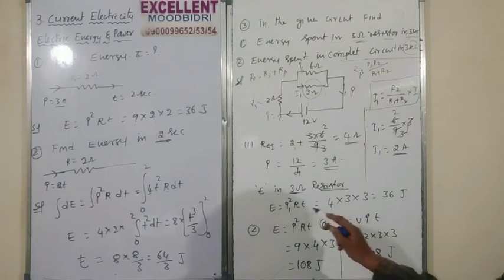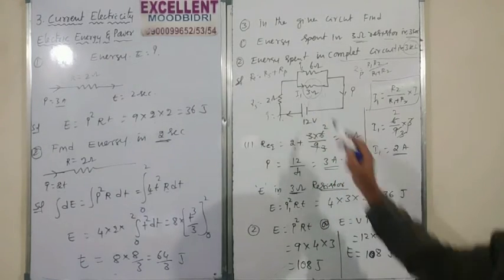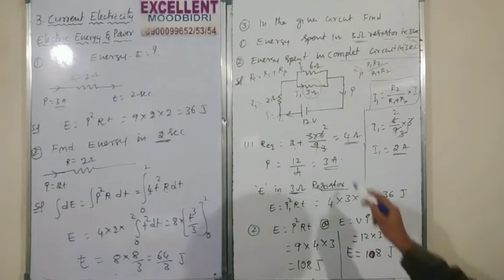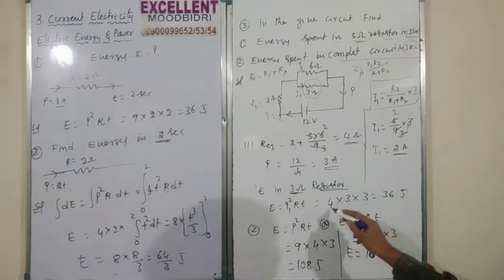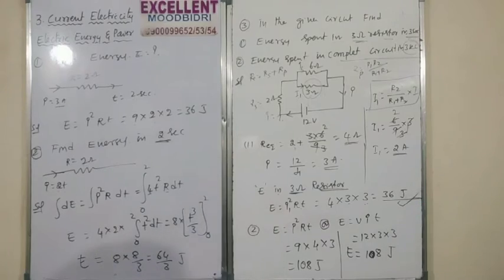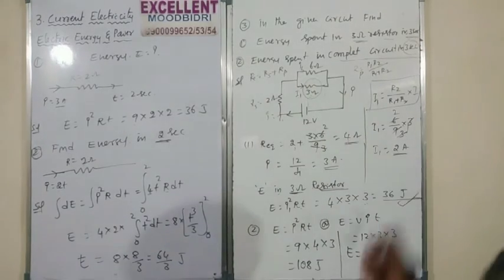2 square means 4. R is equal to how much? R is equal to 3 ohms, the 3 ohm resistor. Time is equal to how many seconds? 3 seconds. So 3 times 3 is 9, 9 times 4 is 36 joules. Finished. Next one.